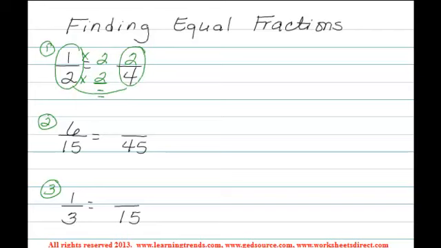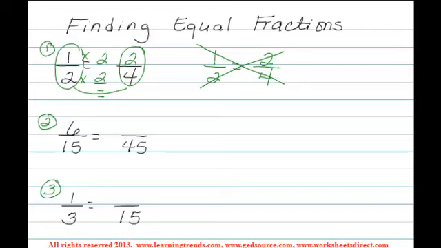And by using the cross product rule, we could in fact just double check it. And we've got 1 times 4, which is 4, and 2 times 2, which is 4. So 4 equals 4, and in fact they are equal. So that's another way of just double checking it if you wanted to do that.